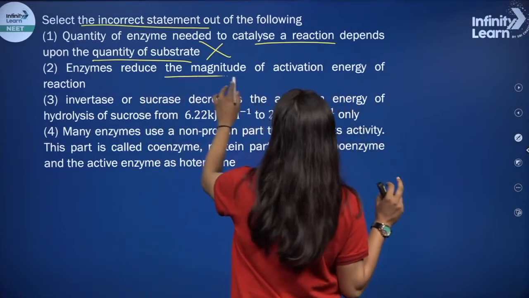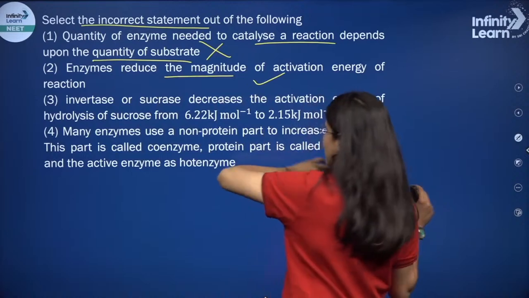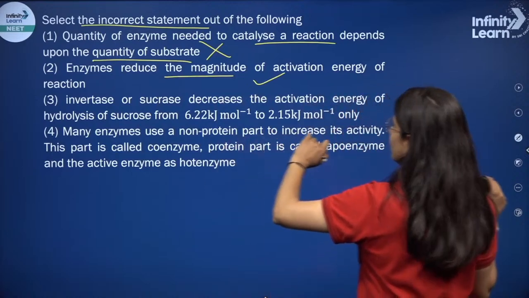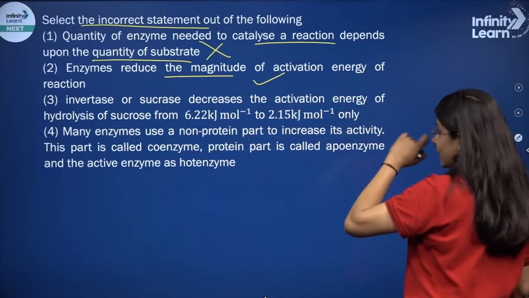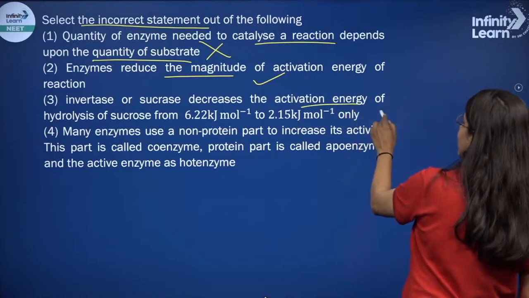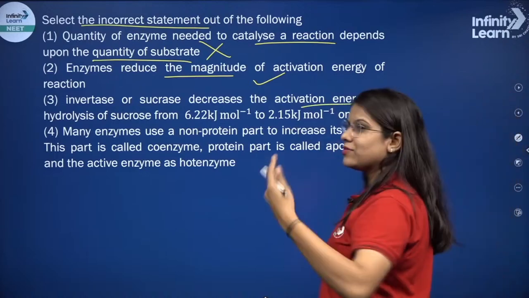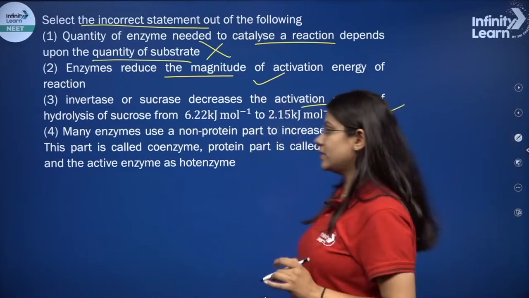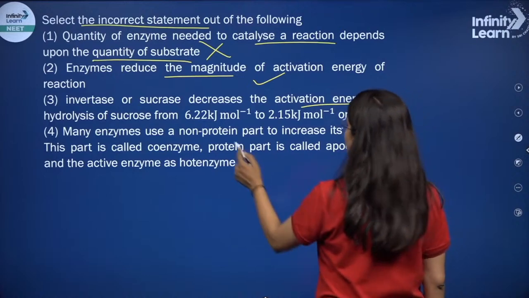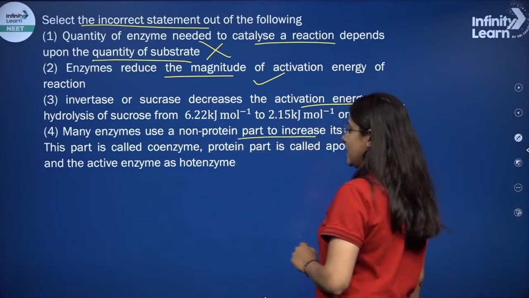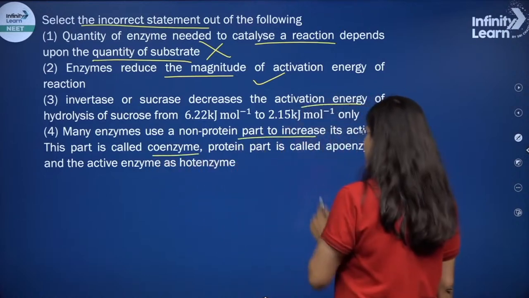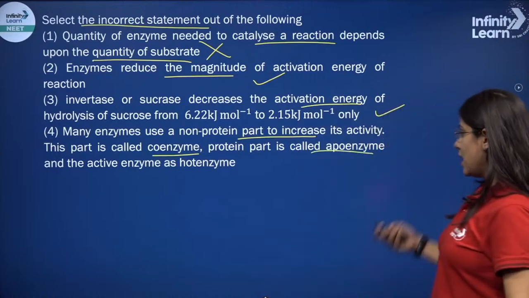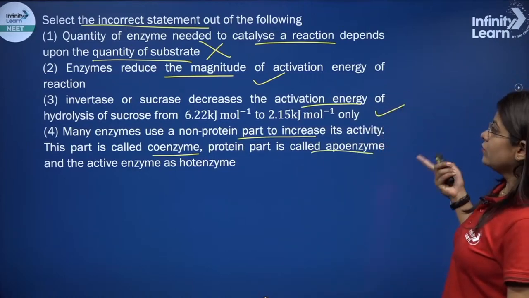And enzyme reduces the magnitude of activation energy, this is correct. Invertase and sucrase decrease the activation energy. Yes, this is also correct. Catalyst कैसे work करता है, activation energy को कम करके. Many enzymes use a non-protein part. ये भी सही बात है. This part इसको हम coenzyme बोलते हैं and the protein part is apoenzyme. So what is the correct answer? Option number one.